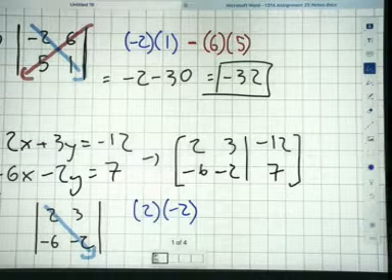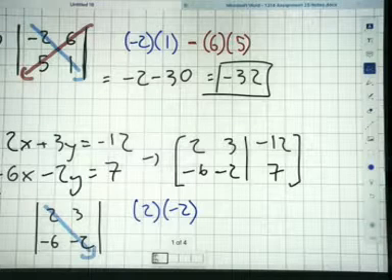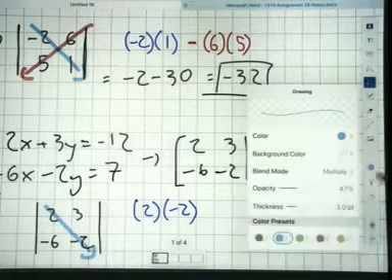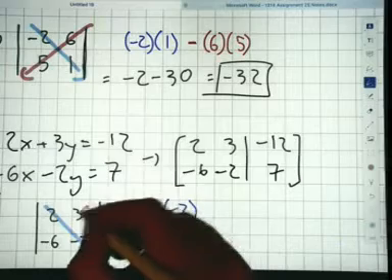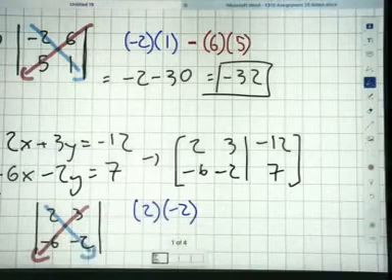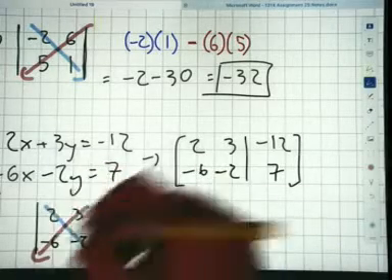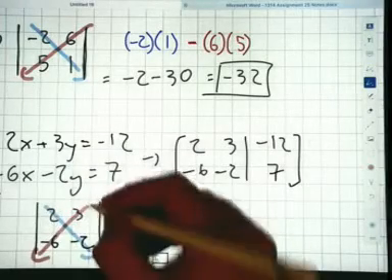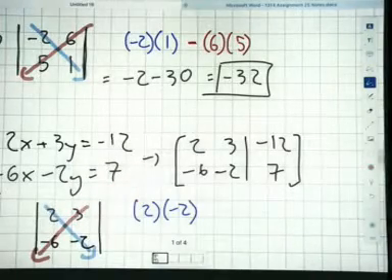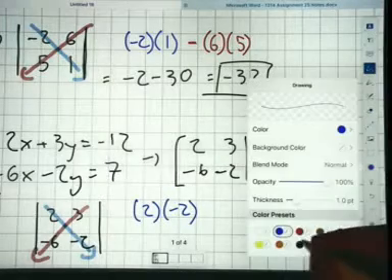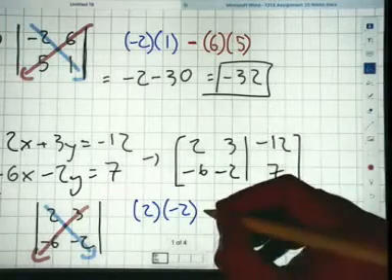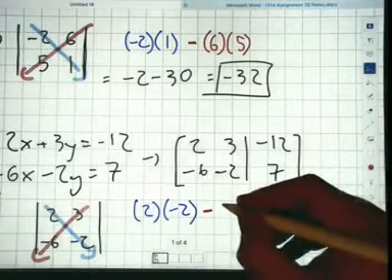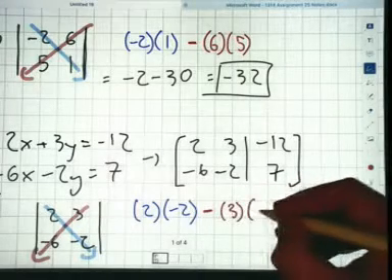So we take 2 times a negative 2, and then you multiply down this diagonal. Now this is just the way I do it. I go this way and this way. It doesn't matter. You could multiply it this way, it's still going to be the same product. But make sure that you subtract, minus 3 times a negative 6.